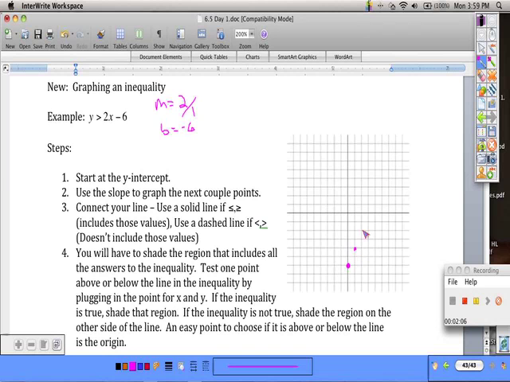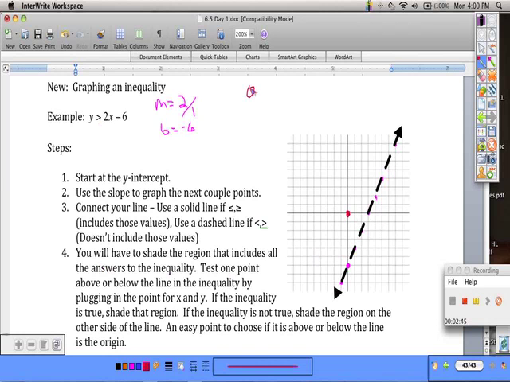And I'm going to plot a bunch of points so that I ensure that my line is as straight as it can be. And then I'm going to draw a dashed line through this because there is not an or equal to. And what this means is that points on this line are not solutions to the inequality. But there are going to be solutions on one side or the other of this line. And what we do is we pick a point. Test one point either above or below the line. And a good point to test is often 0, 0 because it's easy to plug in.